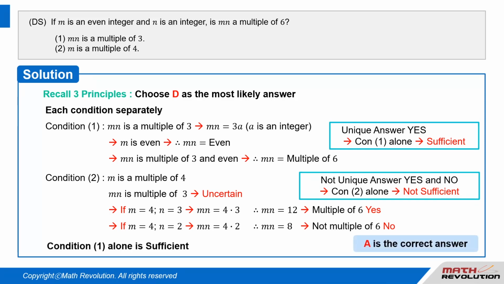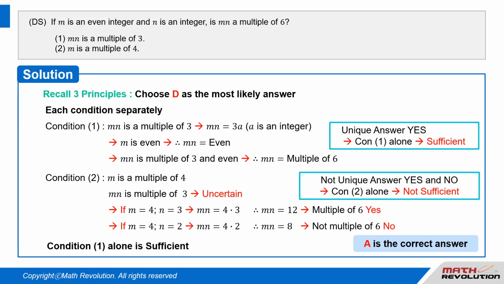Condition 1 alone is sufficient, so A is the correct answer. In some cases, A or B can be the answer. However, since we have 1 variable from the original condition, D is 60% likely to be the answer, so pick D if you run out of time or want to skip the question.